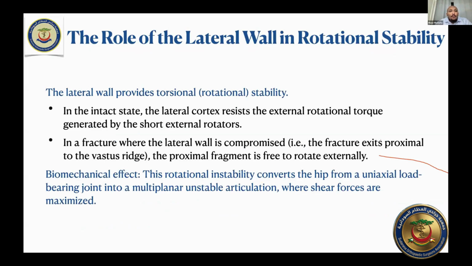The role of the lateral wall is to also provide torsional or rotational stability. In the intact state, the lateral cortex resists external rotation generated by the short external rotators. In fracture, the lateral wall is compromised, so the fracture is distal to the lateral ridge, the vastus ridge. The proximal fragment is free to rotate externally. That changes it to rotational instability, converting the hip from a uniaxial bearing joint to a multiplanar unstable articulation, where the shear force is maximized.